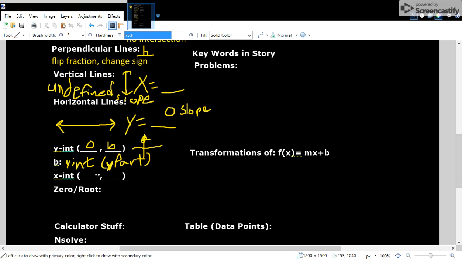And then the x-intercept is going to be some number, we'll call it h, comma 0, where h comma 0 is where it crosses the x-axis. So here's an example right here, this point. Zeros and roots is basically that number h, whatever number that is. It's just the x part of that.